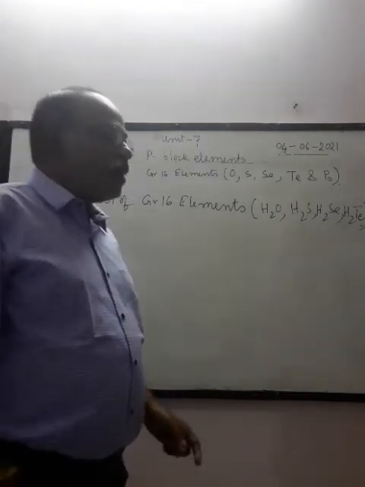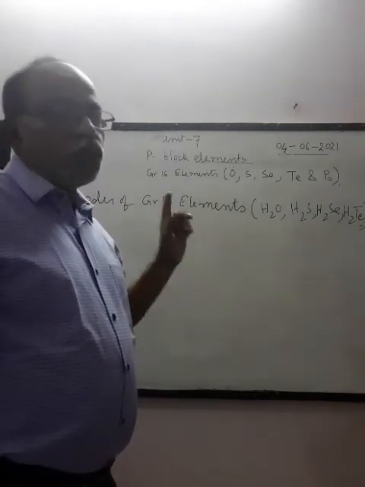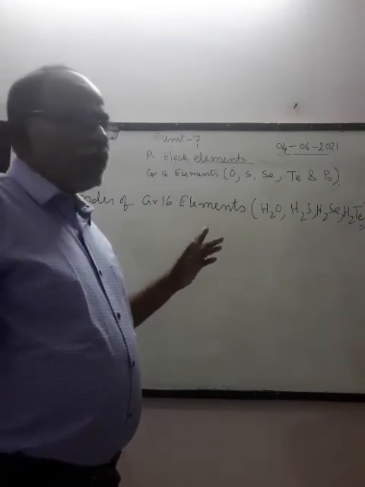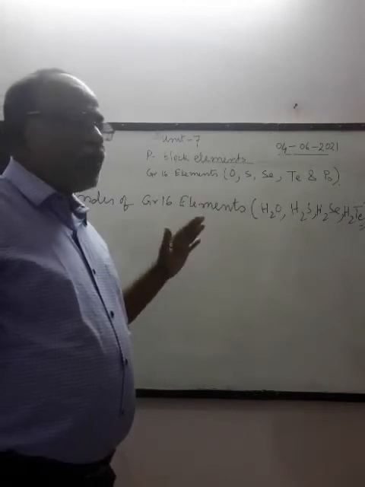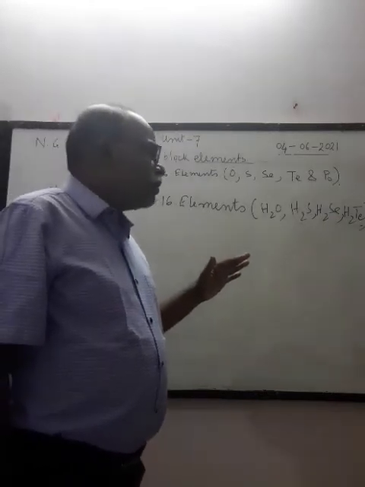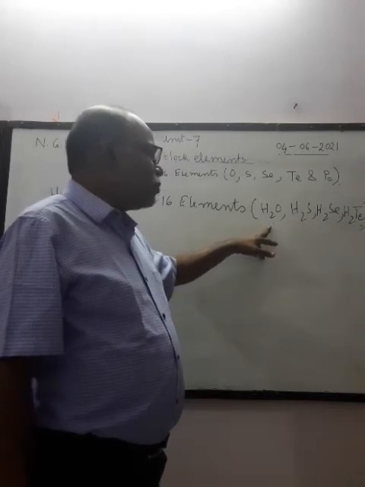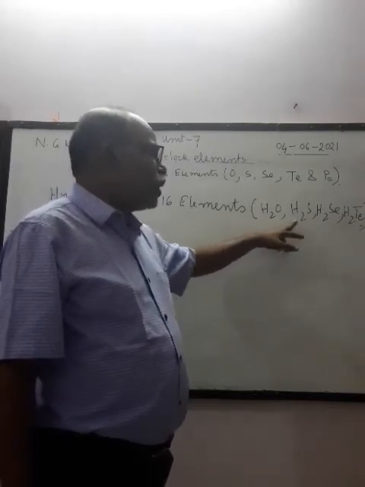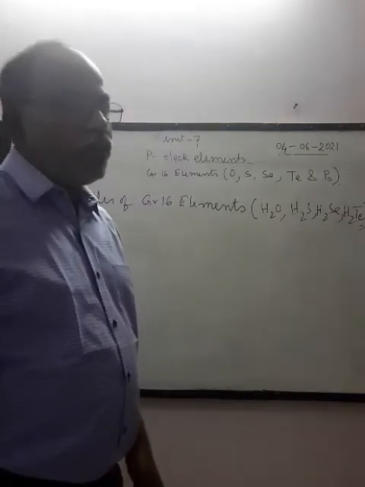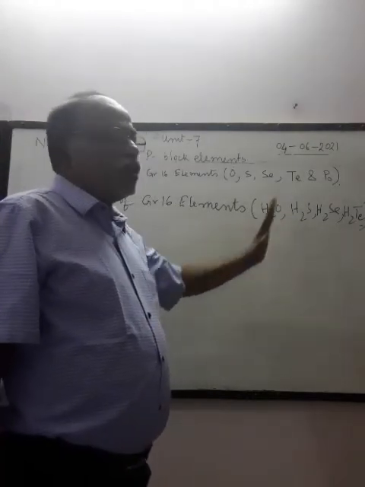All these hydrides are sp3 hybridized and each molecule contains two lone pairs and two bond pairs. Their bond angle is less than the ideal tetrahedral angle of 109 degrees. Due to two lone pairs, the bond angle is 104.5 degrees in water, 92.1 degrees in H2S, 91 degrees in H2Se, and 90 degrees in H2Te. So we have already discussed their structure.